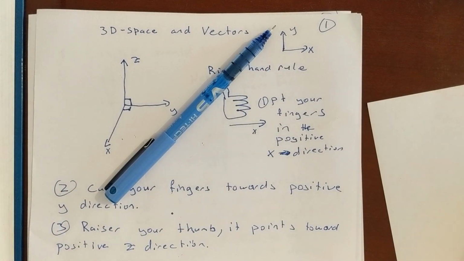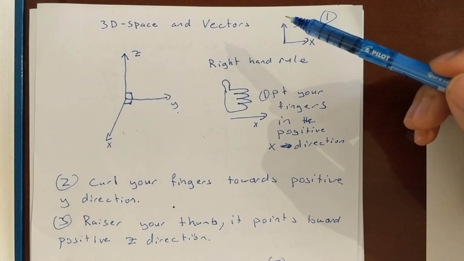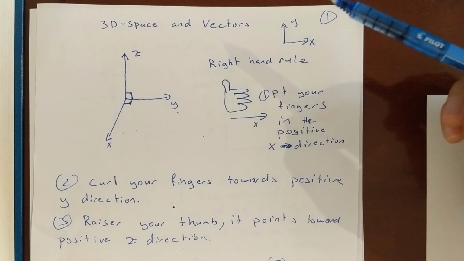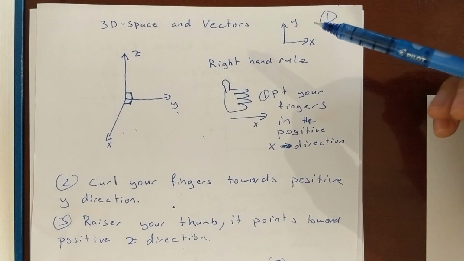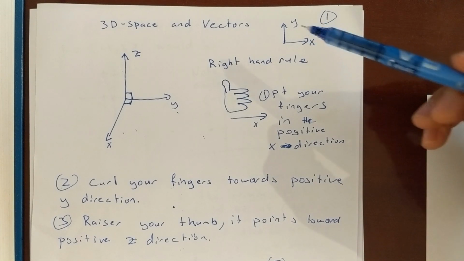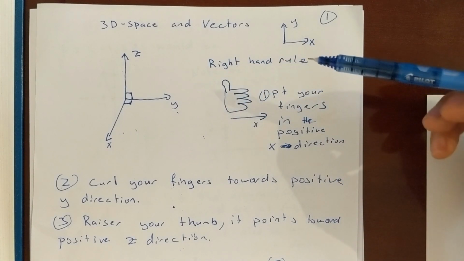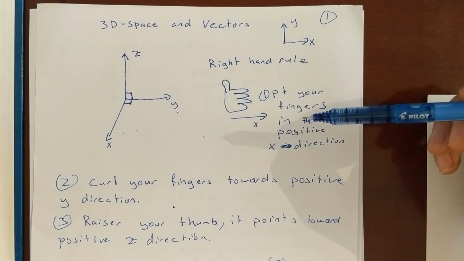Hello folks, today we're going to be back with more multivariable calculus. We're going to do 3D space and vectors. We're going to be especially interested in vectors in three-dimensional space. So the first thing that we've got to get right is how do we go from two-dimensional space to three-dimensional space, especially when we're talking about the axes.